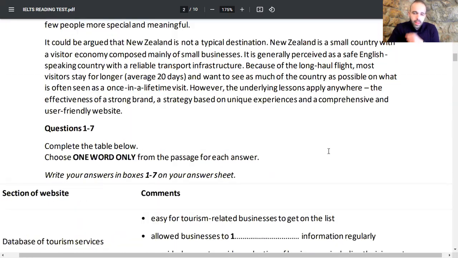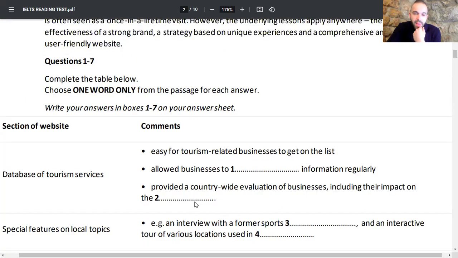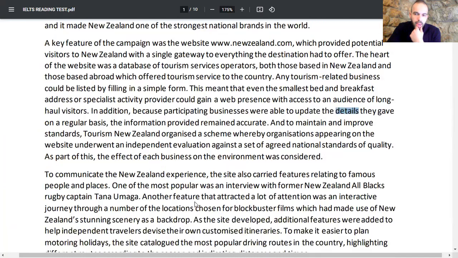If we move to number 2, in the sentence here we have some keywords which are countrywide, evaluation, impact. Looking for the keywords in the passage, we found them at the end of paragraph 2, when the sentence starts with this: Tourism New Zealand organized a scheme whereby organizations appearing on the website underwent an independent evaluation against a set of agreed national standards of quality. As part of this, the effect of each business on the environment was considered.